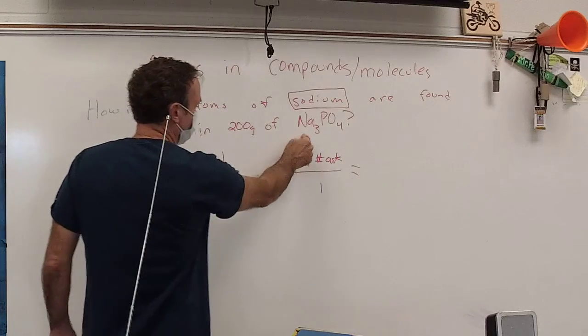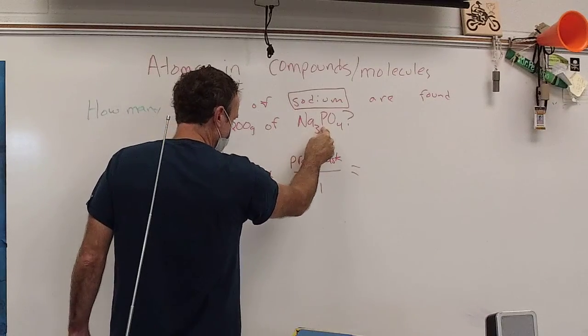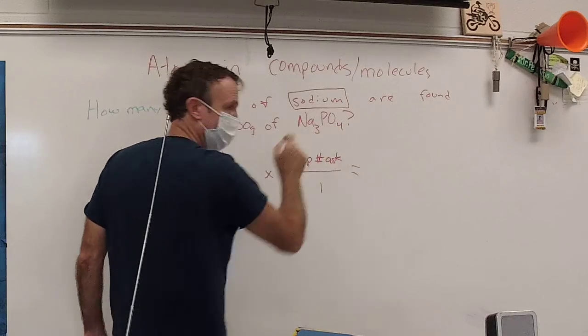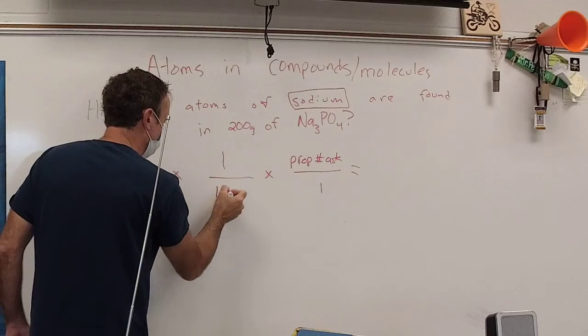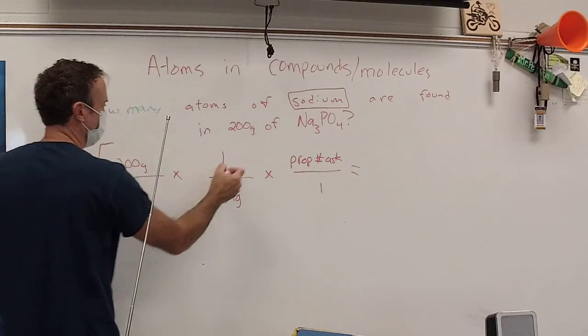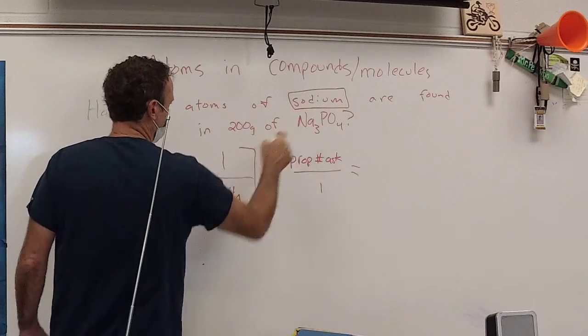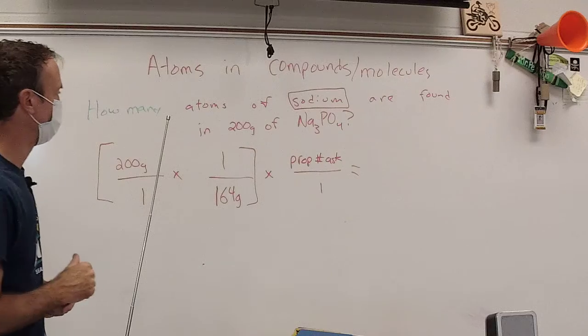We're going to add it up: 23 plus 23 plus 23 plus 31 plus 64. What'd you get? Okay, I'll go with that. 164 grams. If we stopped right here, we would know how many moles of sodium phosphate we have. But we're not going to stop there. We're going to keep going.